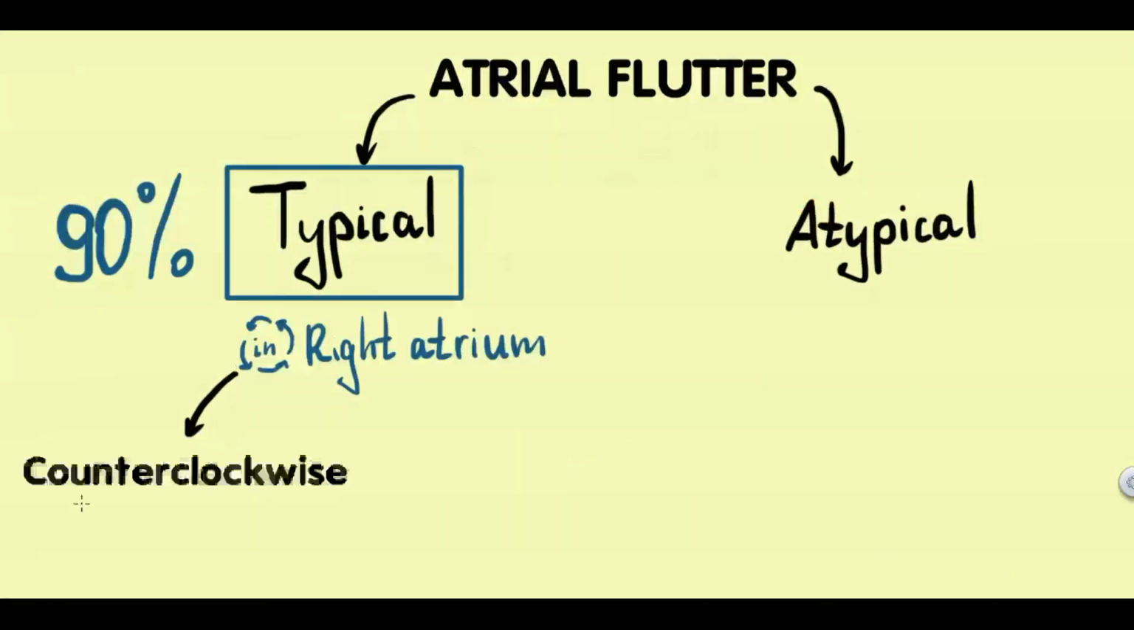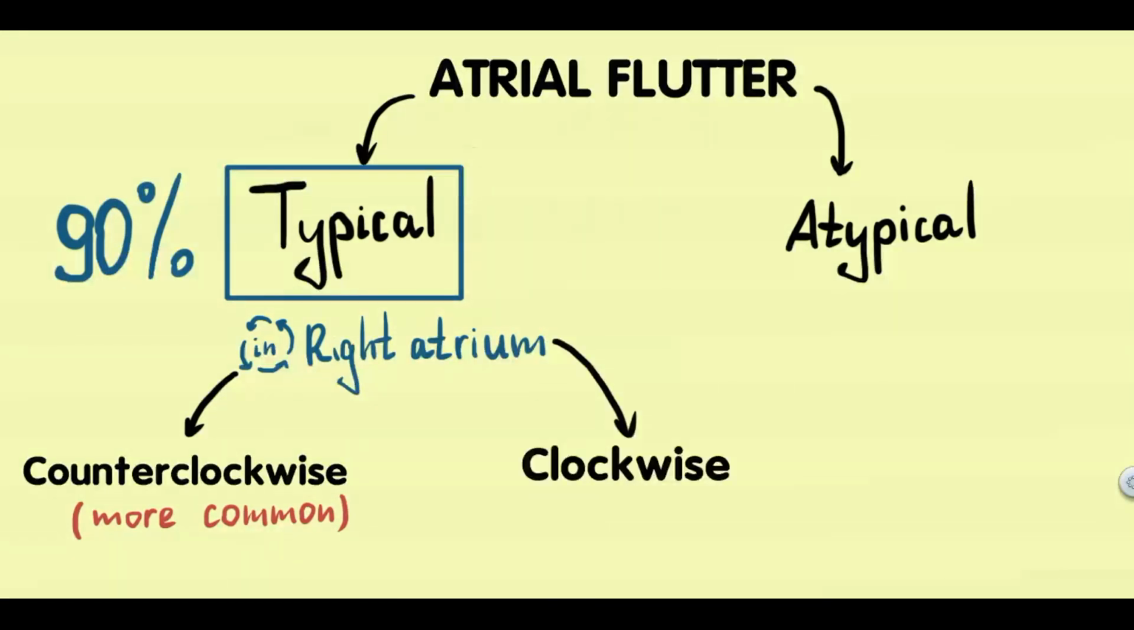Typical flutter is further subdivided into counterclockwise flutter and clockwise flutter. Counterclockwise flutter is caused by rotation of the reentrant impulse around the tricuspid annulus in a counterclockwise direction. Clockwise flutter, also called reverse typical flutter, is caused by rotation of the reentrant impulse around the tricuspid annulus in a clockwise direction.